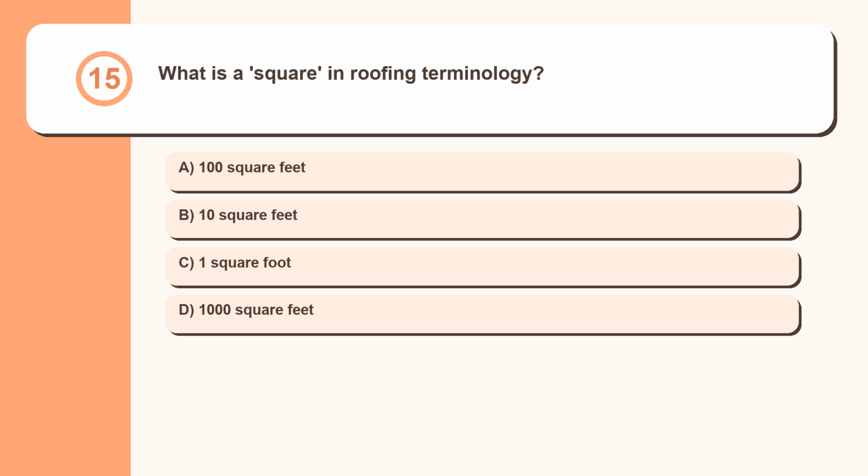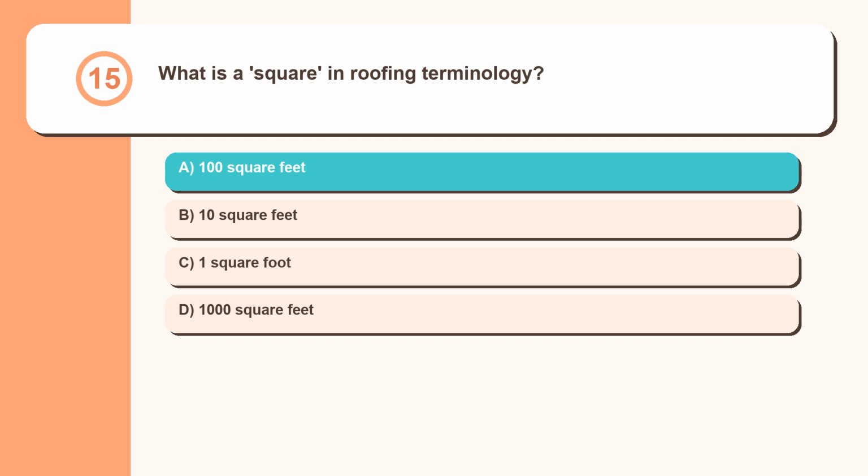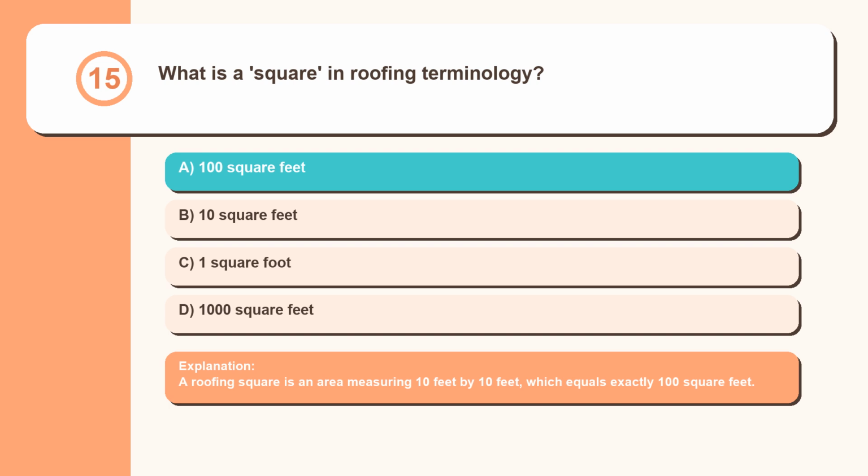Question 15. What is a square in roofing terminology? 100 square feet, 10 square feet, 1 square foot, 1,000 square feet. A roofing square is an area measuring 10 feet by 10 feet, which equals exactly 100 square feet.